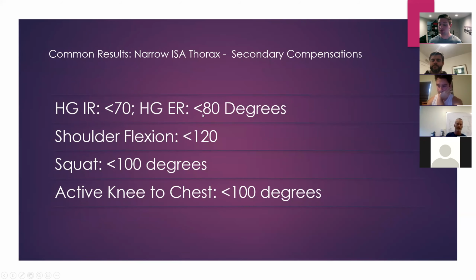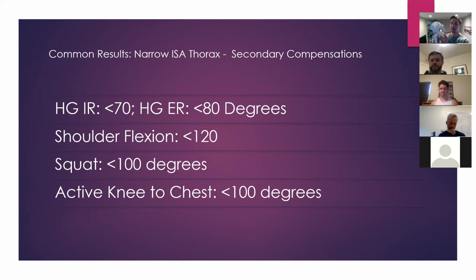So you're going to see usually ER limited up to about 80 degrees or less. IR is still going to be less than 70. Shoulder flexion is going to be less than 120 because of where their compression is posteriorly. And you're also going to see a squat that's usually less than 100 degrees because they can't roll their pelvis back underneath them again because this is being pushed forward. Sometimes they can do it and they just butt wink. So that's something to look out for.